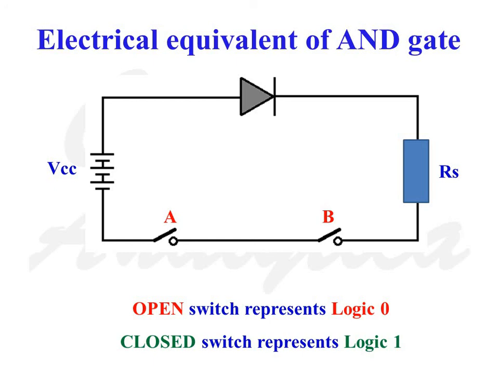When both switches are closed, current flows through the circuit forward biasing the LED, LED emits light. So when both switches are closed, it emulates the condition A is equal to B is equal to 1. LED emits light which emulates the case output is equal to logic 1.